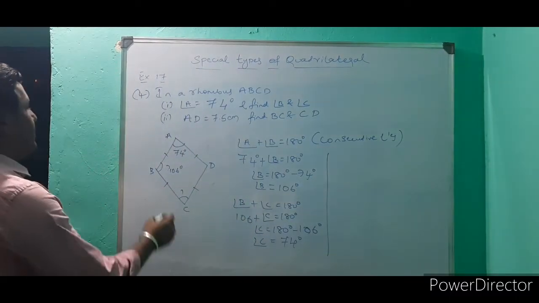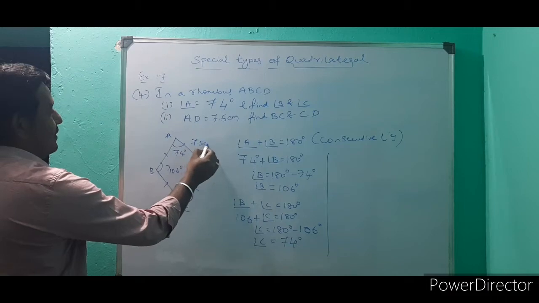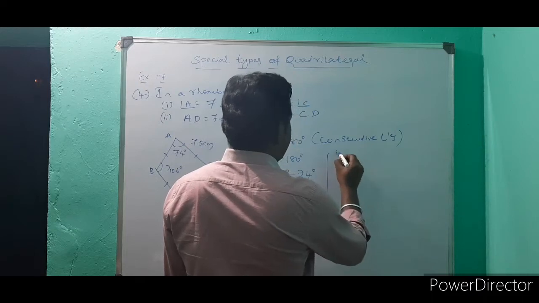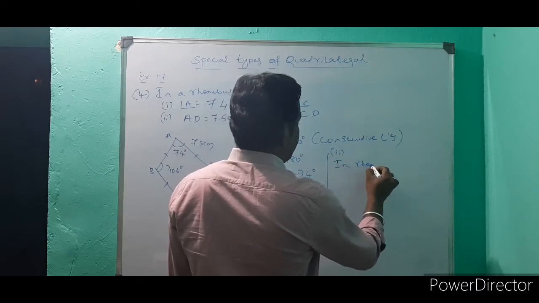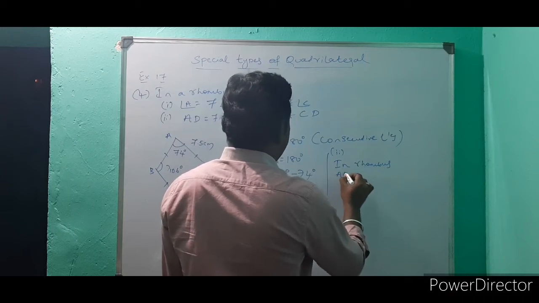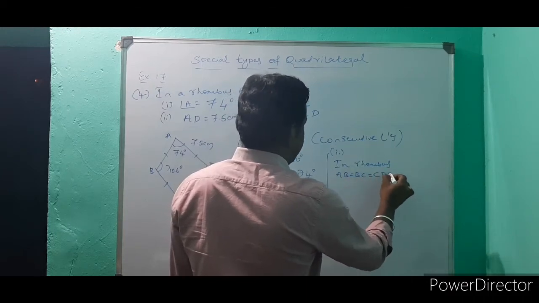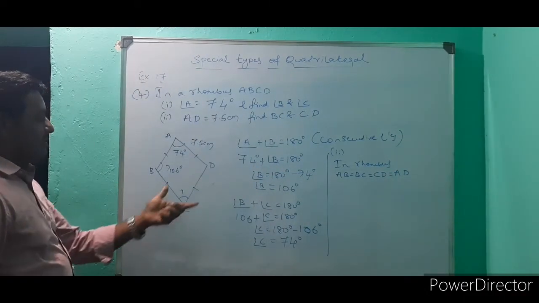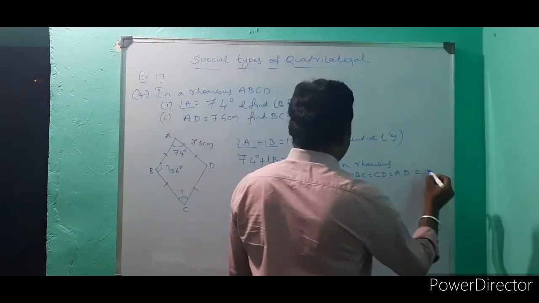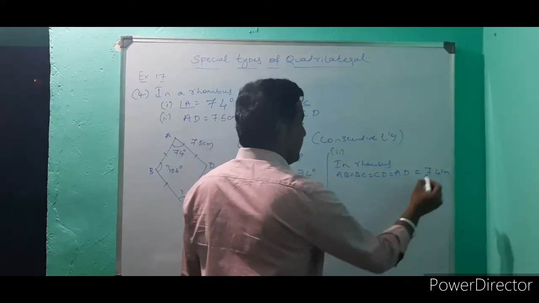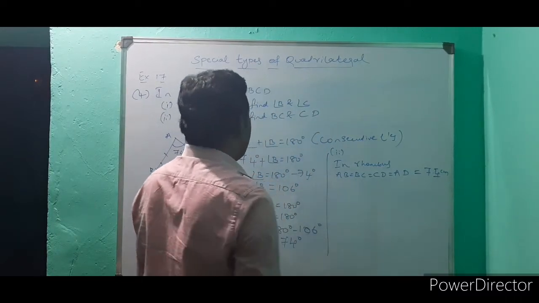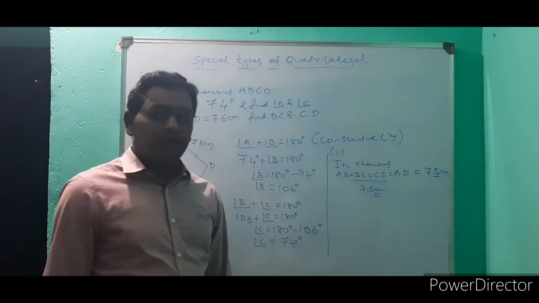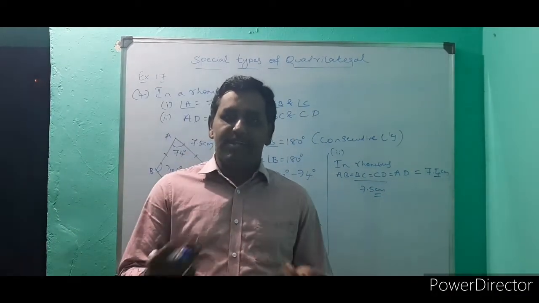After that, the AD length is given as 7.5 centimeter. Find BC and CD. In our second condition, in a rhombus, AB is equal to BC is equal to CD is equal to AD. So all the sides are equal in length. AD is equal to 7.5 centimeter. Then what about BC and CD? That is also 7.5 centimeter. No need to find extra because in a rhombus all the sides are equal.